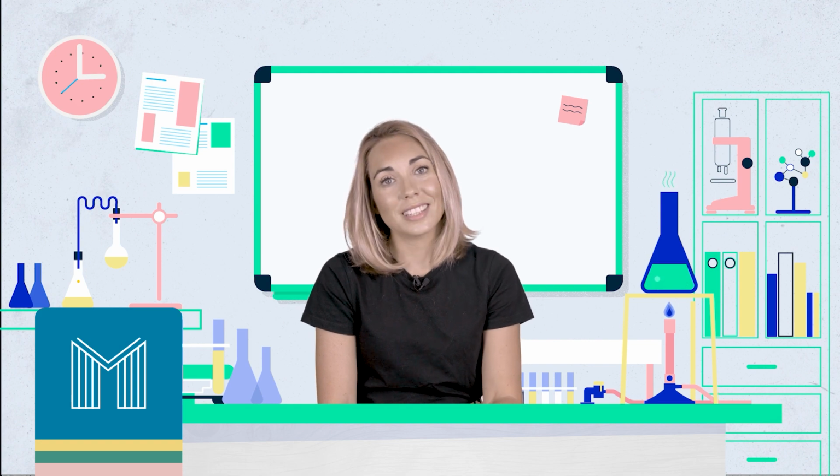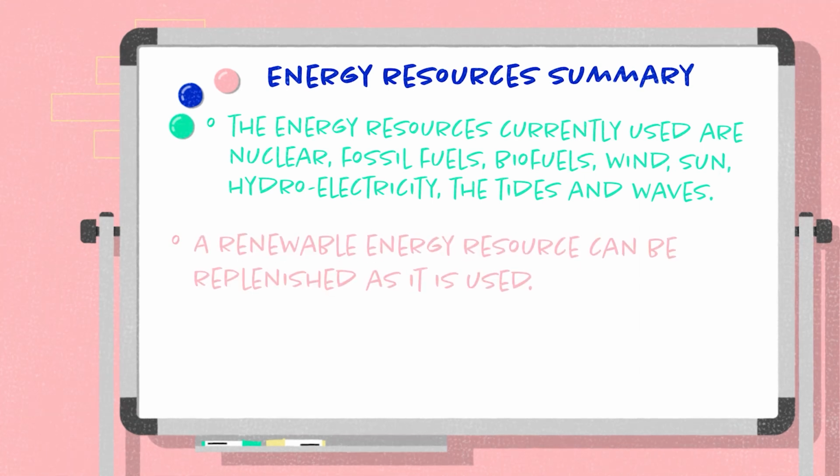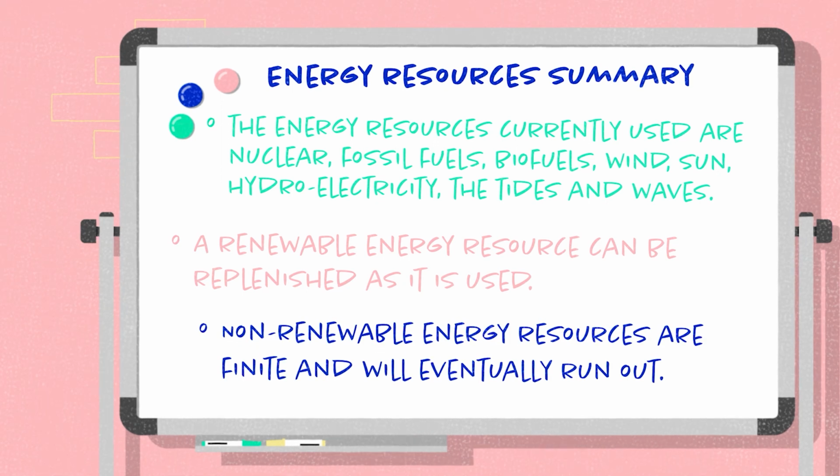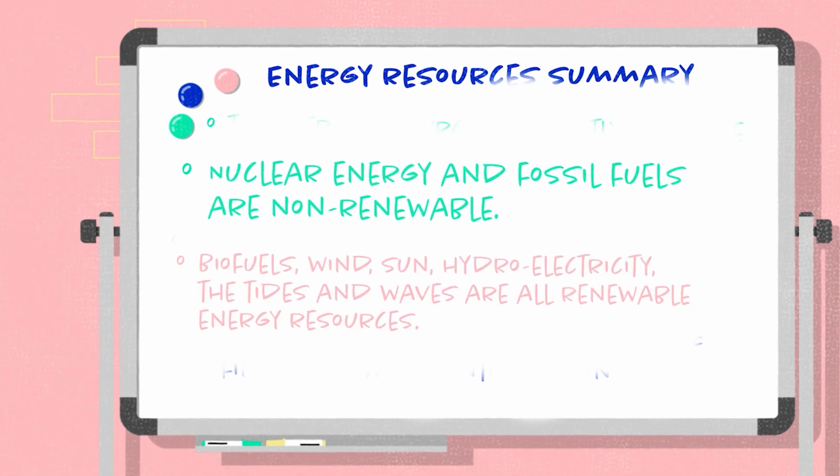To summarise, the energy resources currently used are nuclear, fossil fuels, biofuels, wind, sun, hydroelectricity, the tides and waves. A renewable energy resource can be replenished as it's being used. Non-renewable energy resources are finite. This means limited, and they will eventually run out. Nuclear energy and fossil fuels are non-renewable. Biofuels, wind, sun, hydroelectricity, the tides and waves are all examples of renewable energy resources.